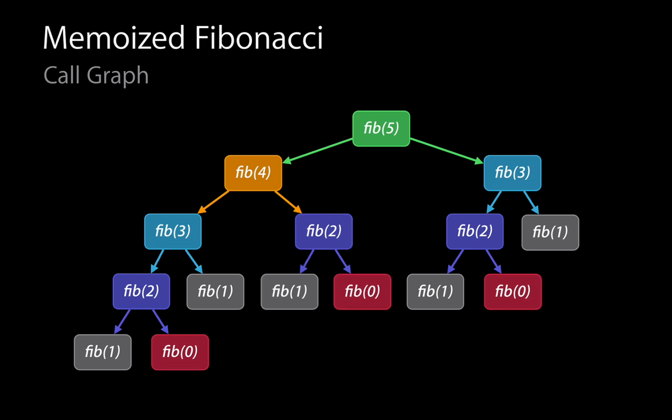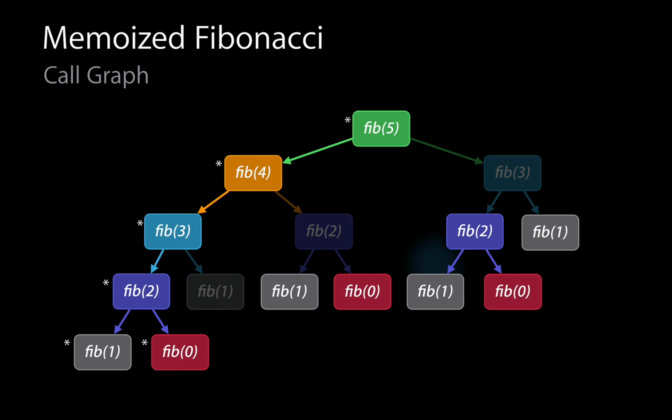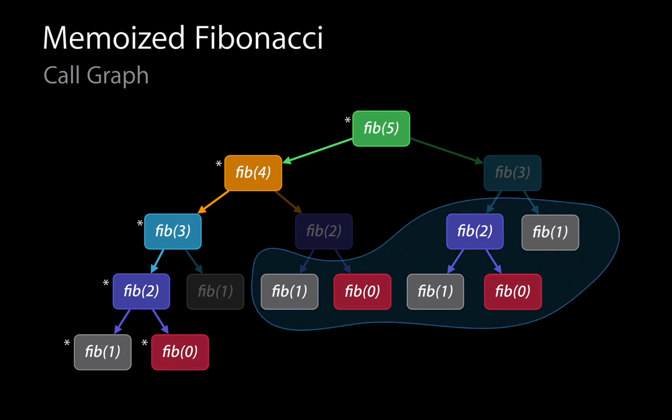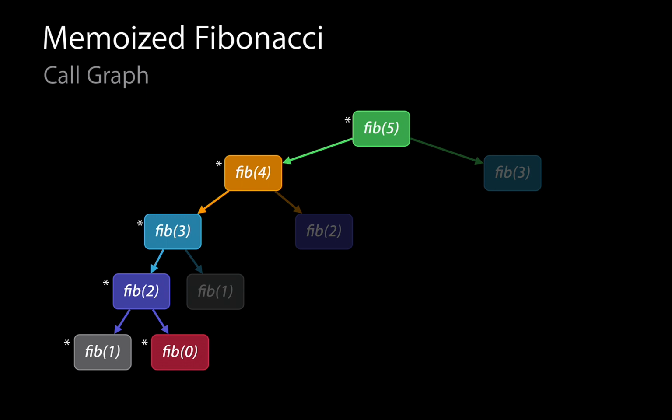However, if we could just store our results in a dictionary the first time we compute them, then we could turn all of these calls into fast lookups, right? And these calls, well, they would just disappear entirely. This technique is called memoization. And while Fibonacci makes a great example for it because it calls the same function over and over, you can apply it to speed up any pure function where you might be calling it over and over with the same sets of arguments.